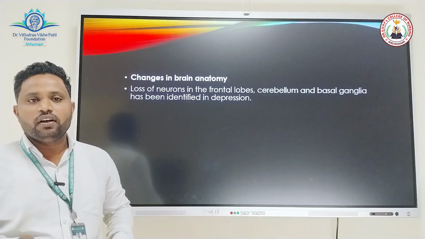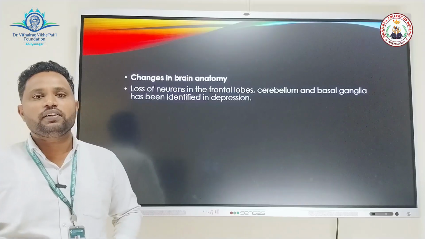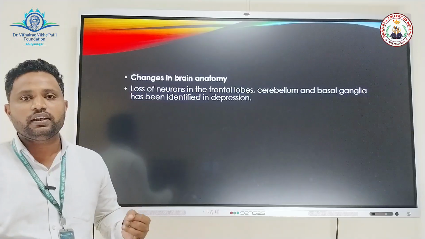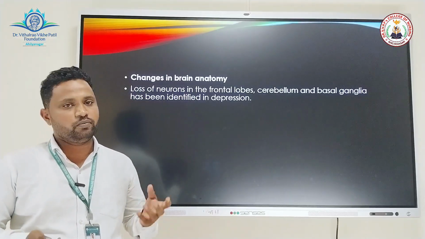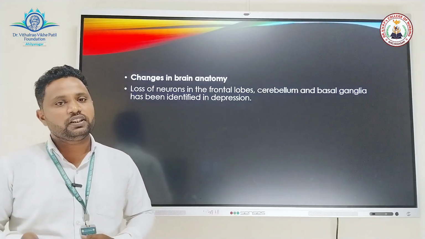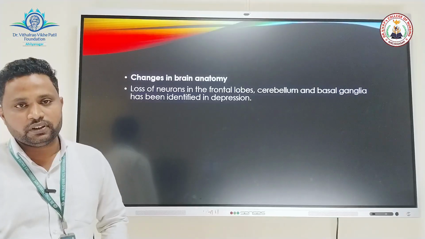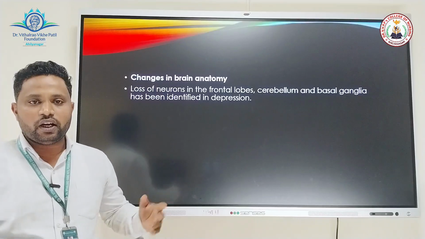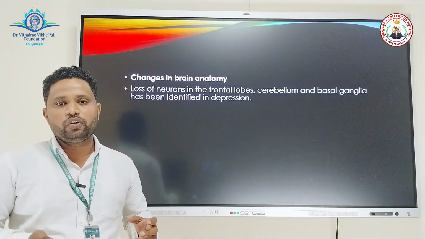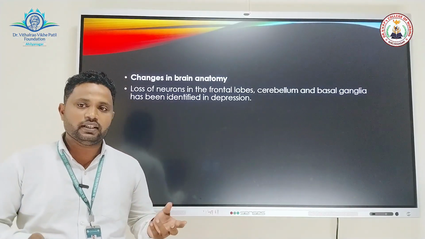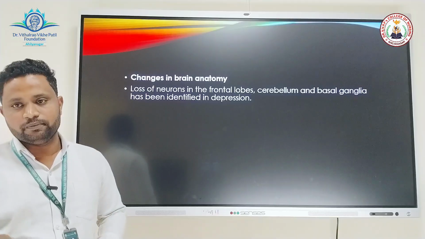Then next is circadian rhythm cycle. The circadian rhythm cycle is responsible for our daily regulation of sleep-wake cycle, arousal pattern, activity pattern, and hormonal regulation. If the individual experiences changes in this circadian rhythm cycle, they are at high risk of developing depression. Then next, changes in brain anatomy. According to this theory, the loss of neurons in areas of the brain, that is frontal lobe, cerebellum, and basal ganglia, can lead to depression.